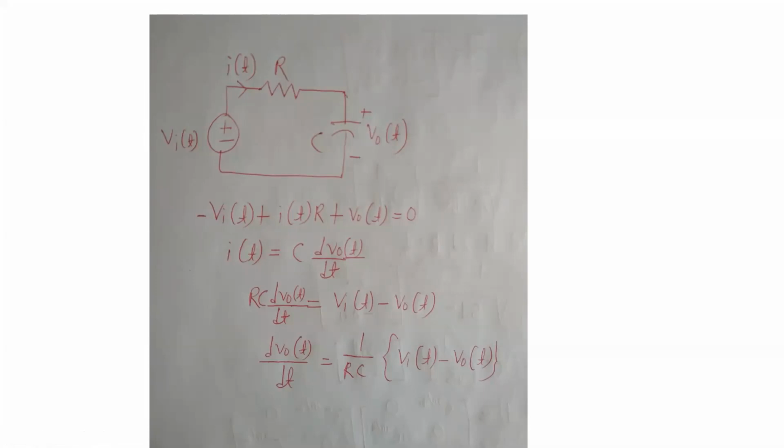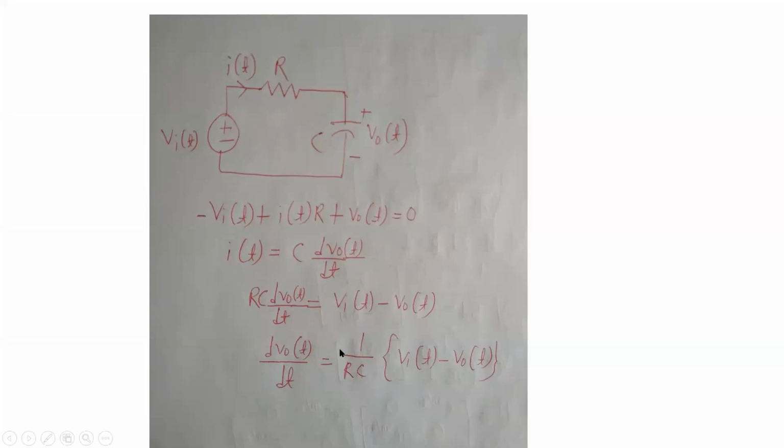And you already know the equation for the current through a capacitor, C into dV by dt, isn't it? So you write i(t) equal to C into dV naught by dt, where V naught is the voltage across the capacitor. Then you can manipulate this equation, and this is the final line that you'll get: dV naught by dt equals 1/RC multiplied by (VI minus V naught). This is the differential equation for the system, isn't it?